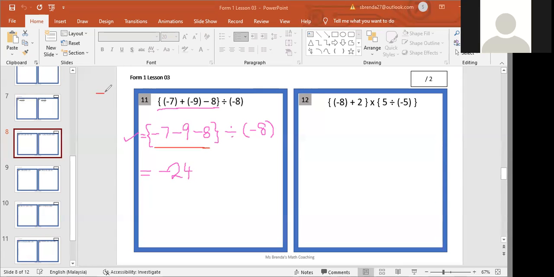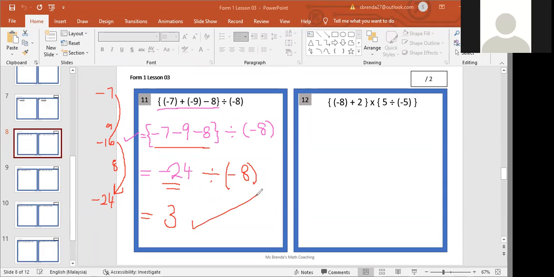Do you understand? You are at -7. You go down 9. So you will reach -16. You go down some more, another 8. So you will reach -24. You are adding. Remember your skill of adding negative numbers? Now you have your answer here. Now you continue. Divide by -8. Negative divided by negative will surely give you a positive answer, and 24 divided by 8 will give you 3. And that's absolutely right.